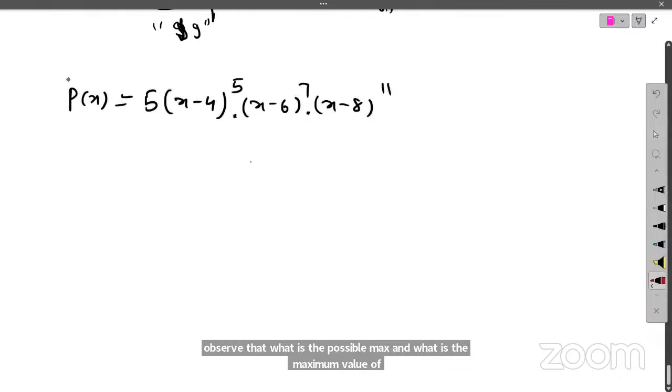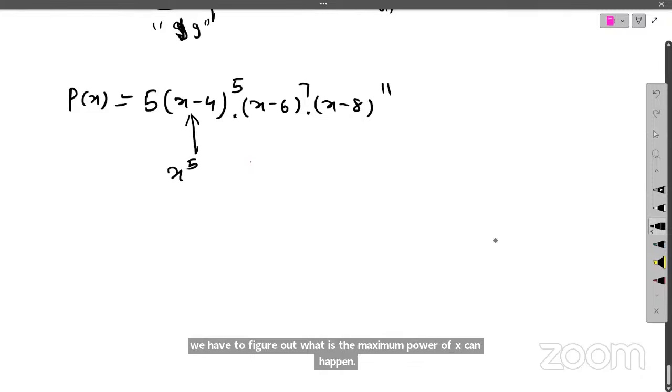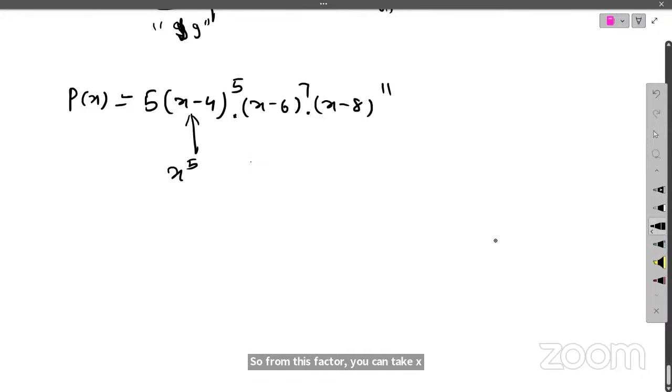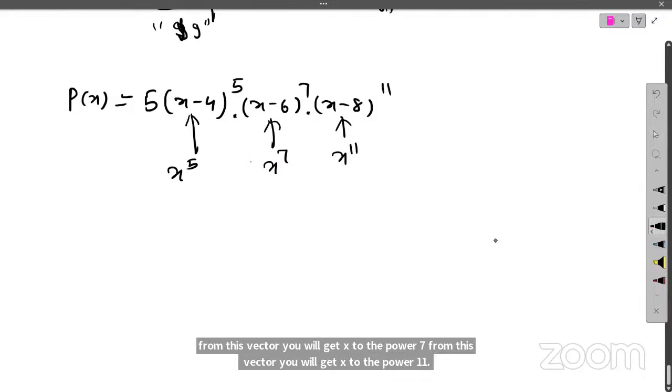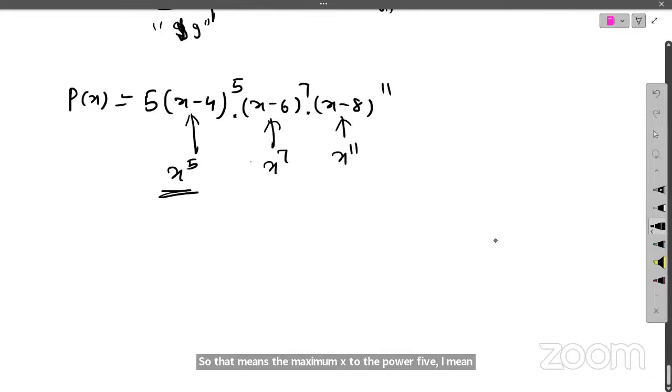So this is your formula, right? We have to figure out what the maximum power of x can be. From this factor, you can take x to the power 5. From this factor, you will get x to the power 7. From this factor, you will get x to the power 11.